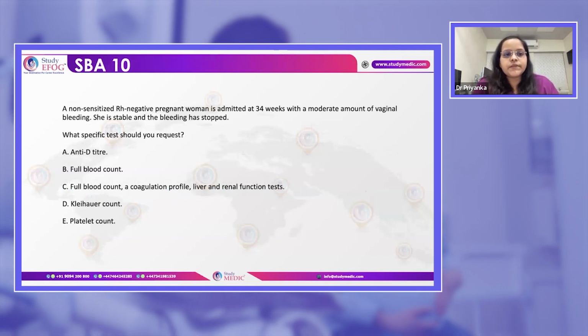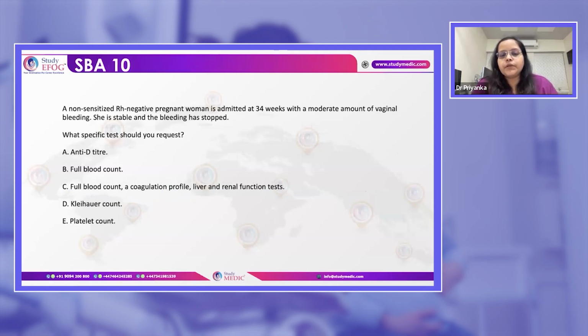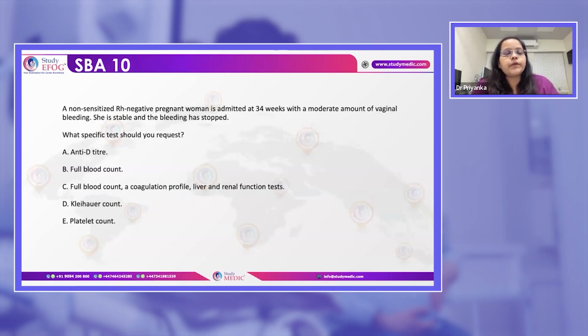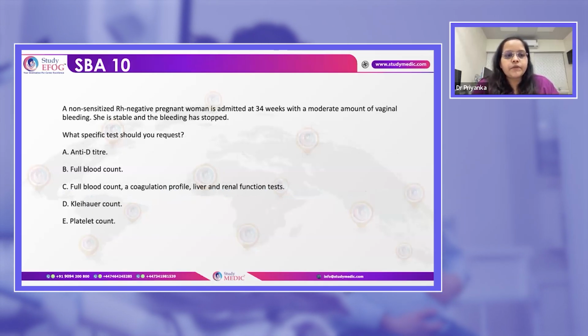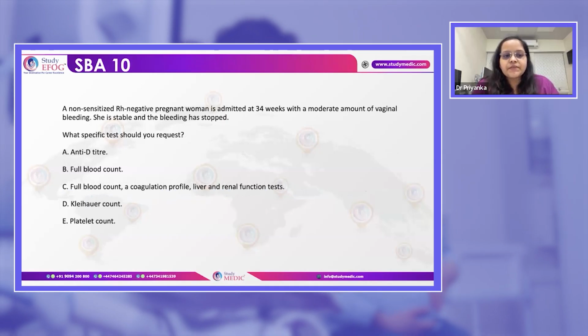So the woman is a non-sensitized Rh negative pregnant woman, and she is 34 weeks and she is having APH. She has a moderate amount of vaginal bleeding. She is stable and the bleeding has stopped. So what is the specific test that you are going to order in her?